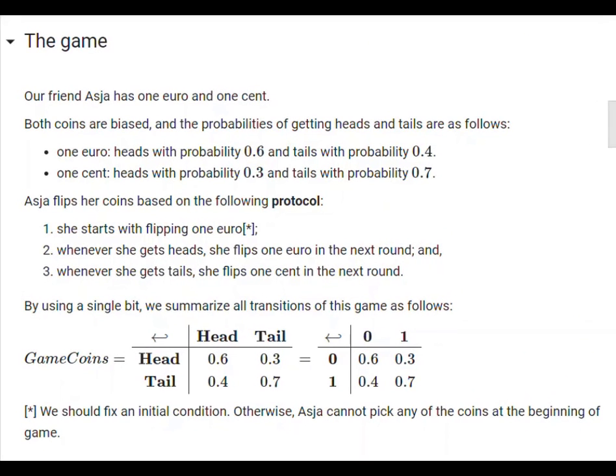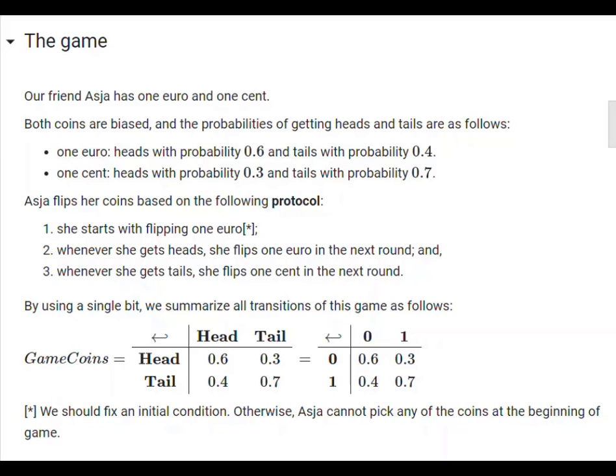The game. Our friend Asia has €1 and 1 cent. Both coins are biased, and the probabilities of getting heads and tails are as follows. €1: heads with probability 60% and tails with probability 40%. 1 penny, 1 cent: heads with probability 30% and tails with probability 70%. Asia flips her coins based on the following protocol. She starts with flipping €1.